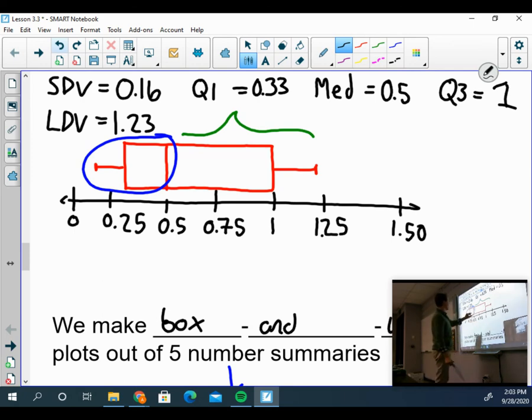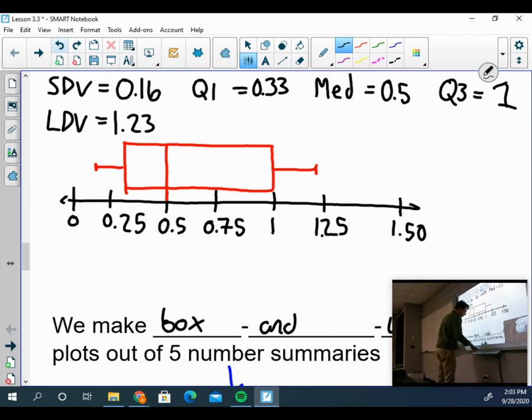Again, looking at this box, we can see that most of our data is concentrated in the left side, but then our data becomes much more spread out after the median. The final term you need to know is the interquartile range.